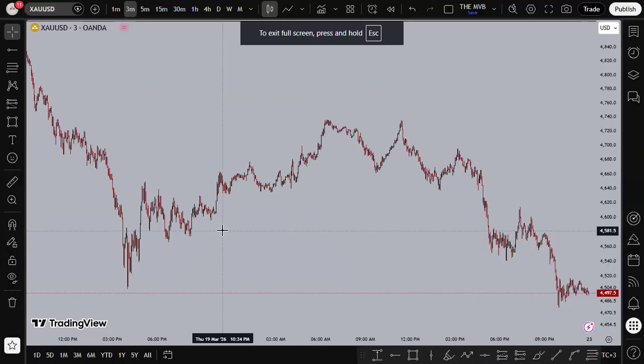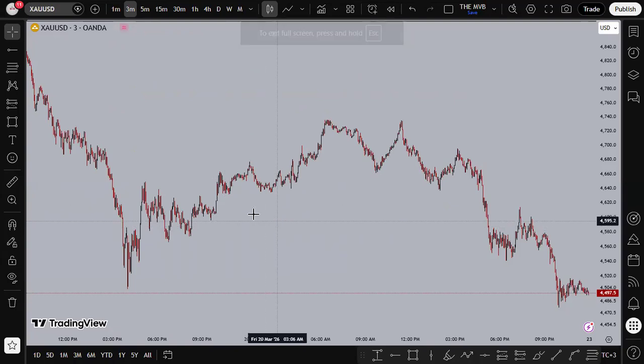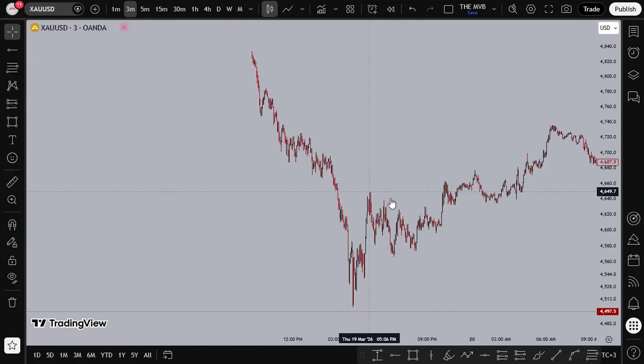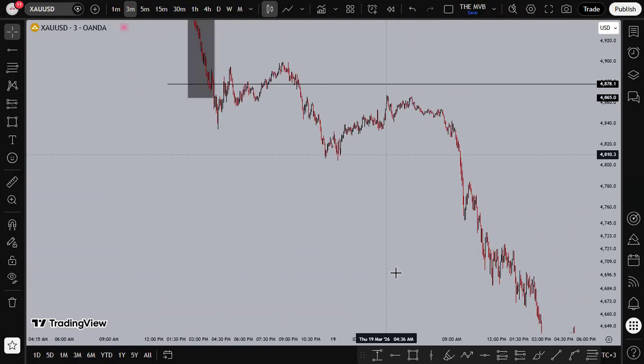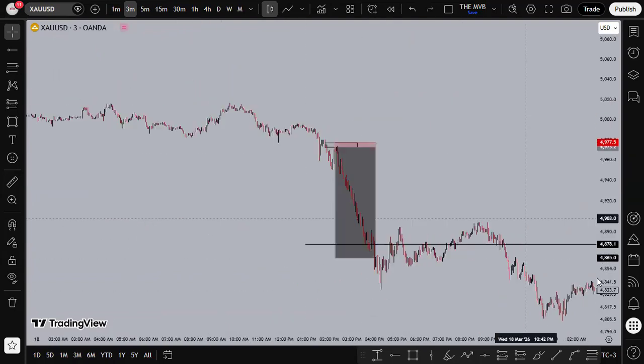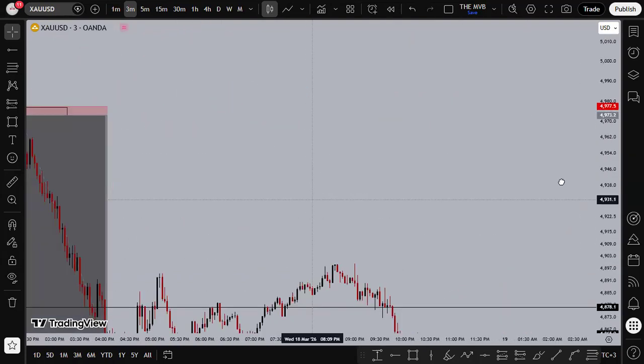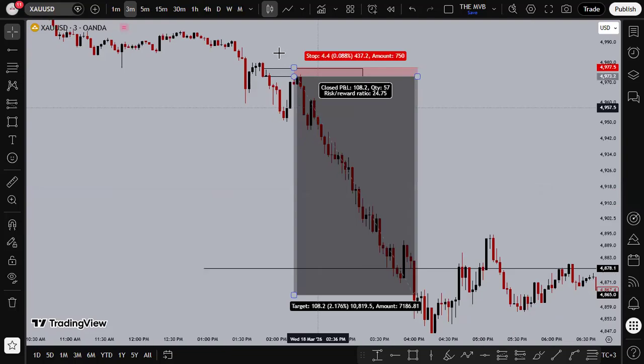Using formation entry model. So the first one, actually this one, I've created the video today and I explained this. It was a very simple entry on gold.